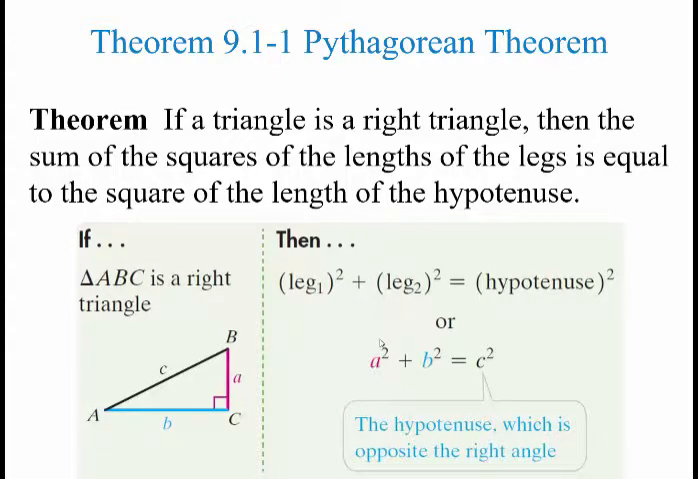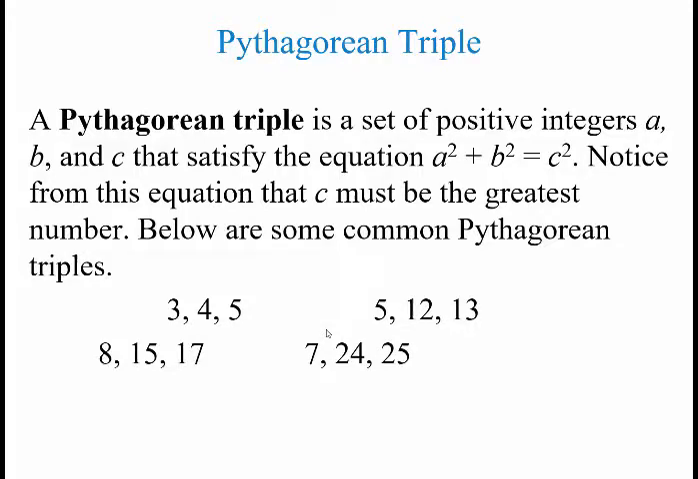A much more common way to see the Pythagorean theorem is a squared plus b squared is equal to c squared. And c here is the length of the hypotenuse, which is the length opposite that 90-degree angle, like this.